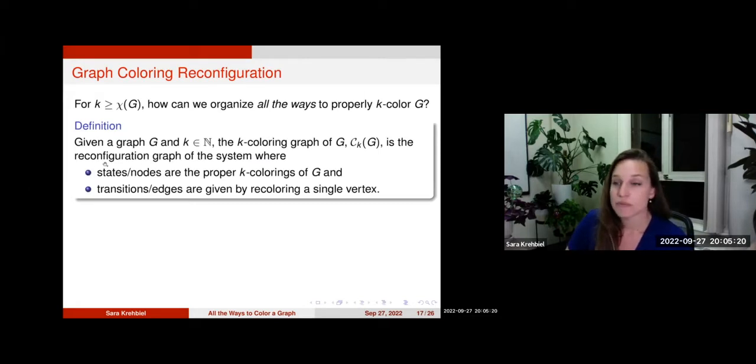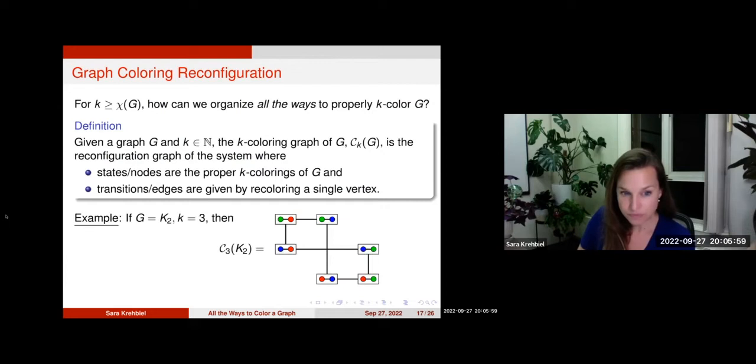So I'm going to define a specific reconfiguration system, and this reconfiguration system is associated with a reconfiguration graph that I'm now going to call the K-coloring graph of G. So I get a graph, and I get some number of colors, and I say that the K-coloring graph of G has states and it has transitions. So the nodes of the graph, the states of the graph, that's all of the ways to K-color the graph. And then the way to transition between K-colorings is by taking a single vertex and recoloring it. So again, this makes a lot more sense with a specific example.